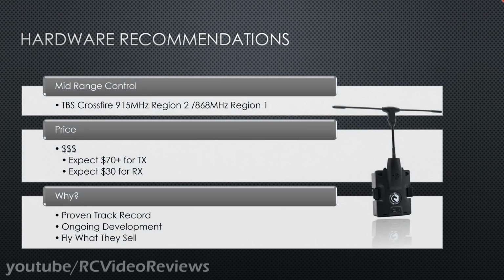Next up, for mid-range control, I really like the TBS Crossfire. 915 megahertz for region 2, 868 megahertz for region 1. I gave it $3 signs on price, which means it's a little bit on the high side at about $70 for a transmitter and about $30 for a receiver. It's not terrible, but it's not exactly cheap either.